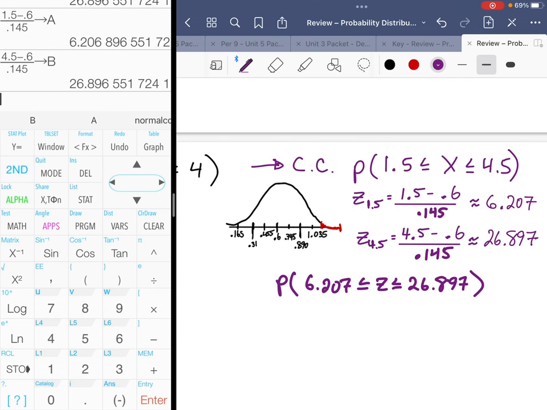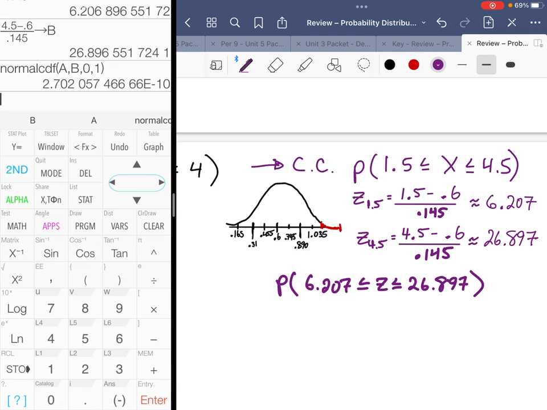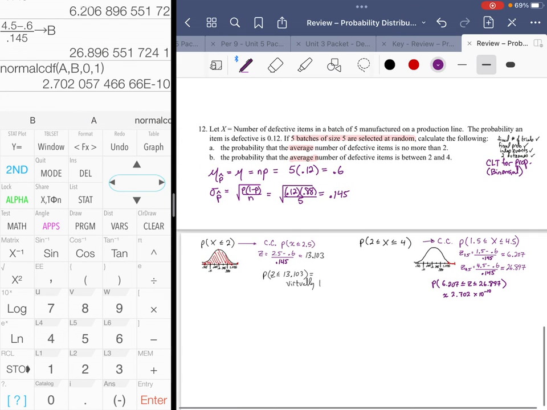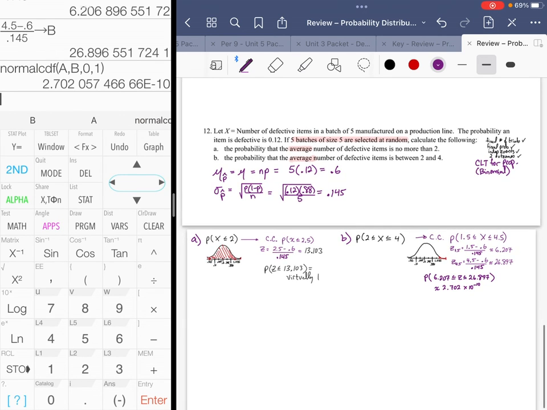All right, so second vars, normal CDF, A to B. Mean and standard deviation default to 0 and 1 on your calculators. That's automatically populated, so you don't even have to mess with it. But we get this number, so approximately 2.702 times 10 to the negative 10th power. So the part A here was virtually 1. This one could almost be interpreted as virtually 0, even though it's not the polar opposite of part A. It is in spirit.